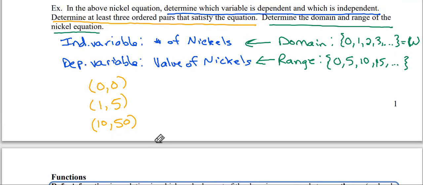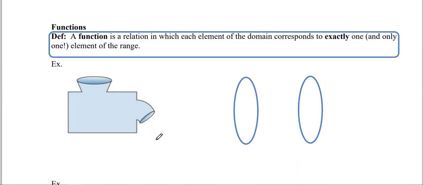All right, so this is kind of talking about a relationship between 2 variables, right? What we want to know is what specifically is a function. That is a specific type of a relation, and that's what we want to talk about for the rest of this unit, really, is functions. Our definition of a function is a relation in which each element of the domain corresponds to exactly one and only one element of the range.